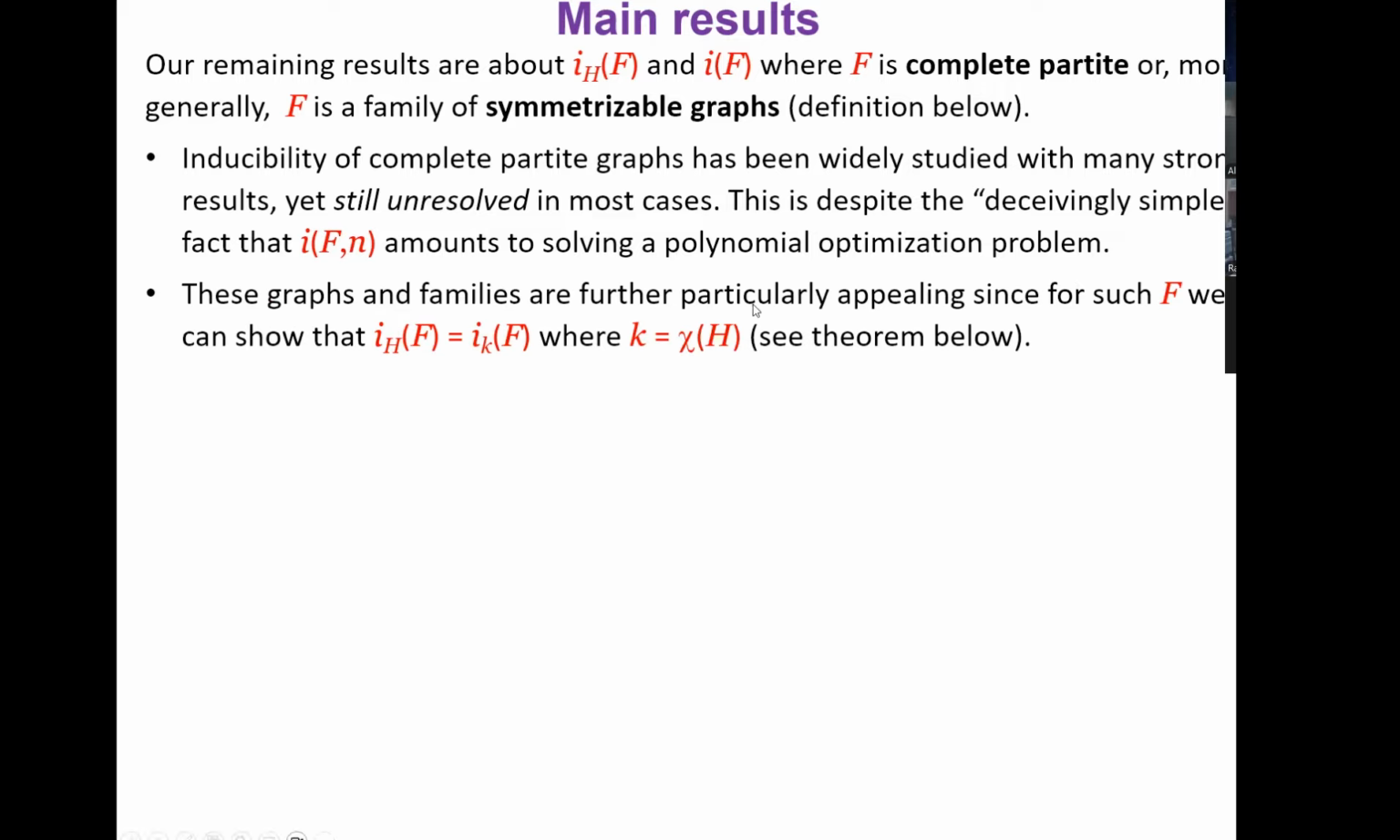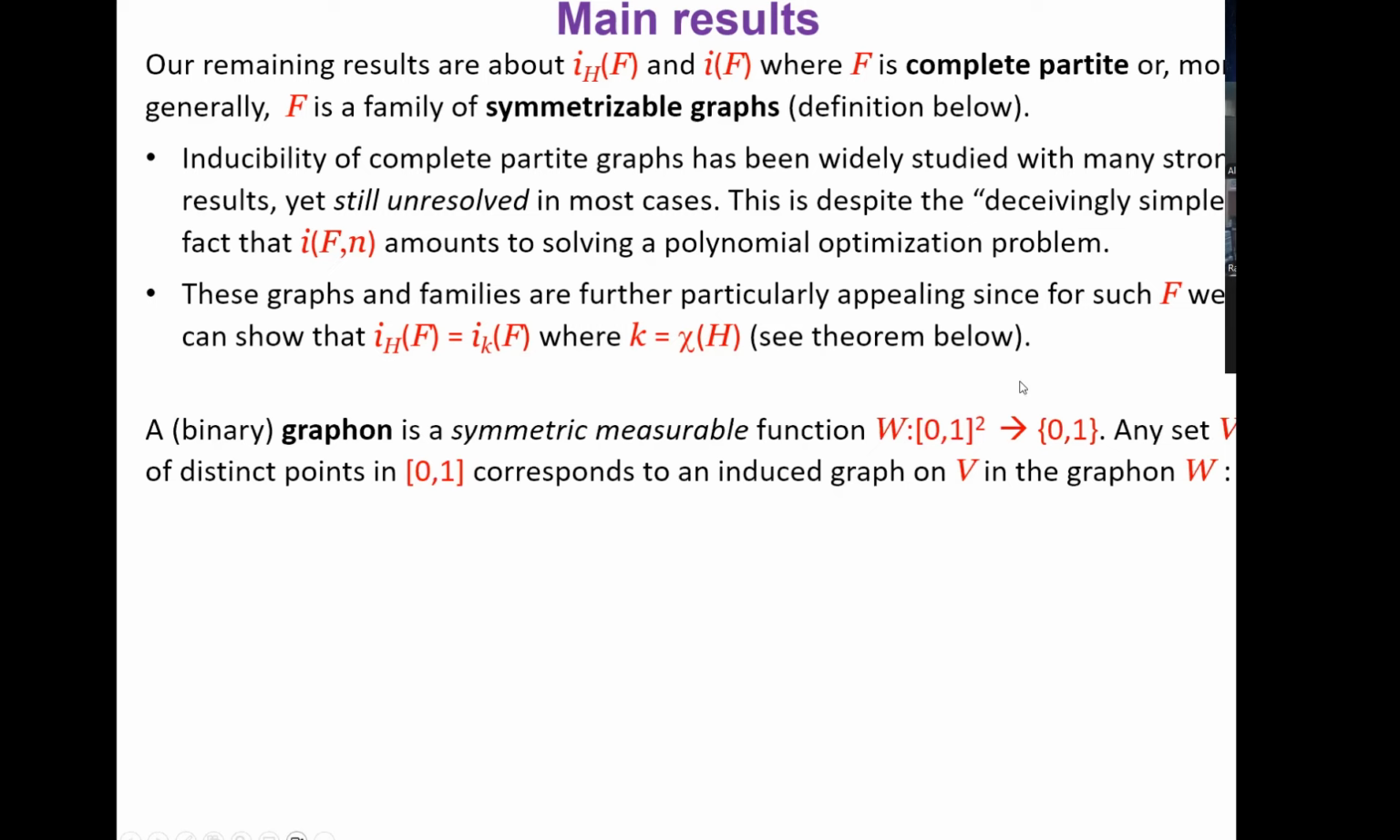Another point is that for these complete partite graphs or symmetrizable graphs, something else happens. If you want your graph to not contain some H, namely forbidding H, then you don't really care about H itself, you only care about its chromatic number. So forbidding H is the same as forbidding K, namely you don't allow cliques of order K, where K is just the chromatic number of H. So what are the tools? What are the tools for these things? Let me mention them. So perhaps most of you know these things.